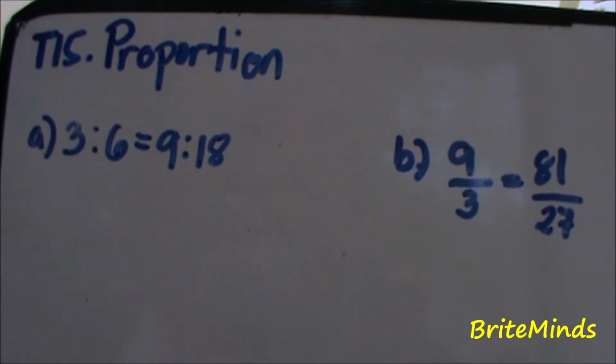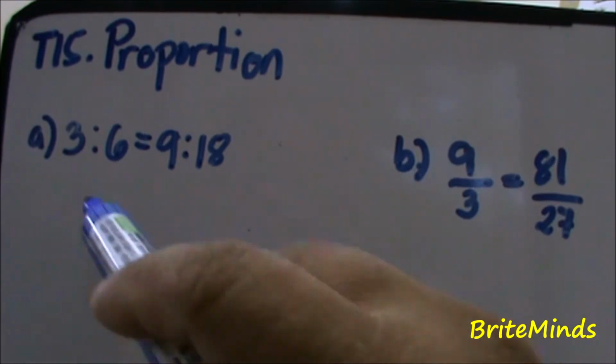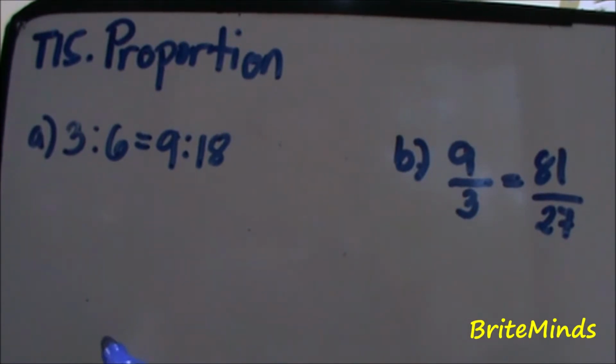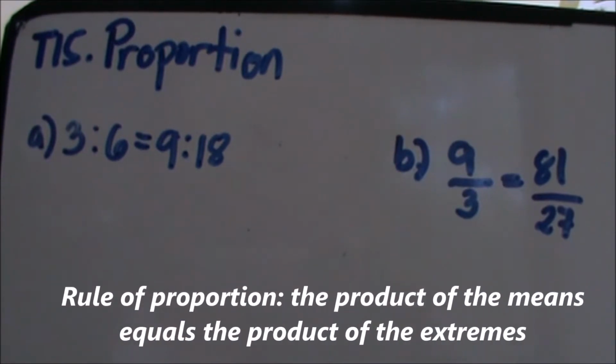Okay, so we go back to this proportion, 3:6 equals 9:18. There is a rule for this proportion. The rule is that the product of the means equals the product of the extremes.